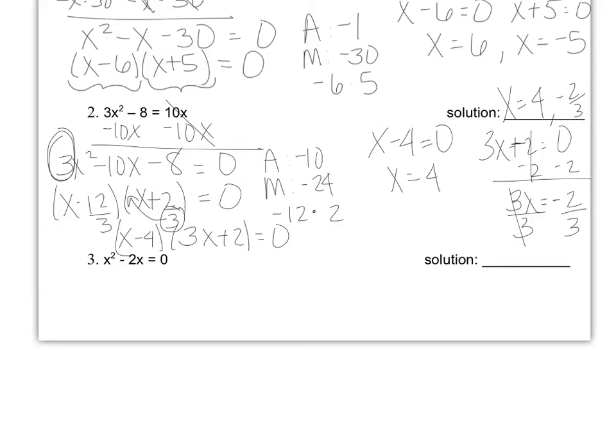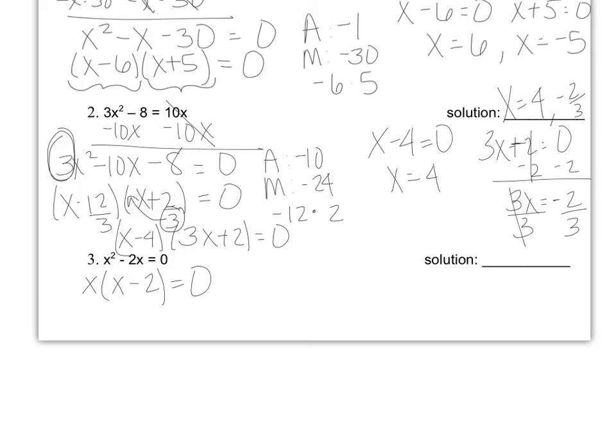Okay, let's look at 3. Notice on 3 that it's already set equal to 0, so we don't have to do that first step. So we're moving on to the second step, which is factoring. So remember, the first thing you check for is GCF. Notice both of them have an x in common, so that's what we're going to take out first. Remember, we're dividing each one by the GCF, which is x. So I'll be left with x minus 2 equals 0.